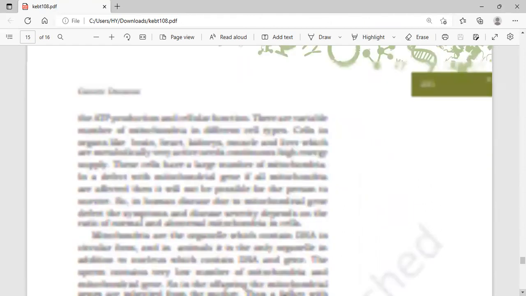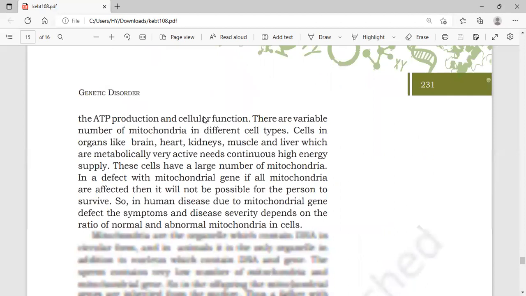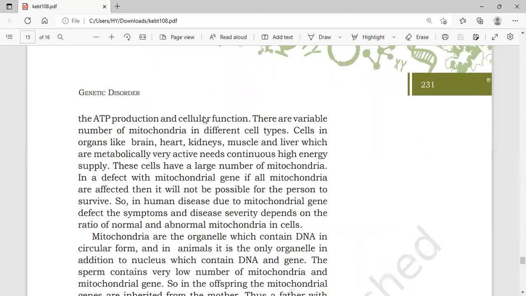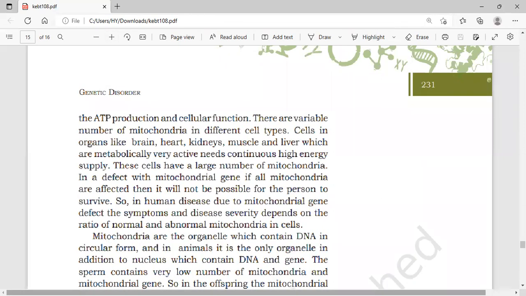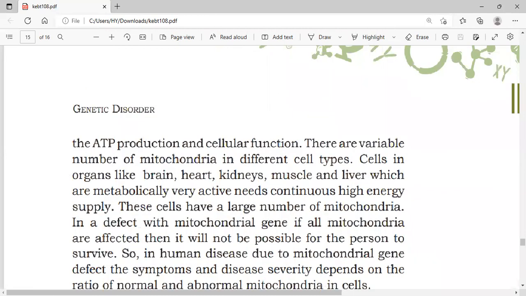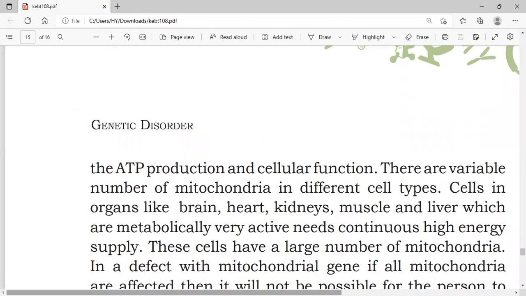So the ATP, we can say energy, is not produced in such diseases. The ATP production is a cellular function. There are variable numbers of mitochondria in different cell types. Organs like brain and heart, kidney, muscles and liver are metabolically very active and need continuous high energy.